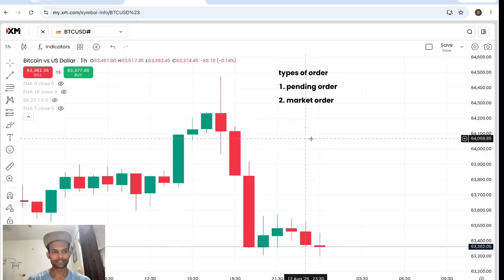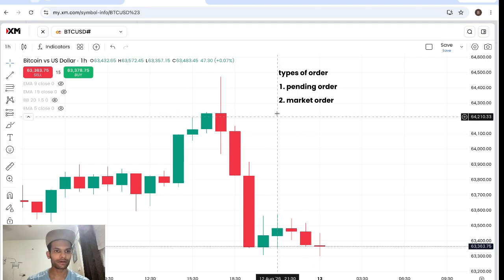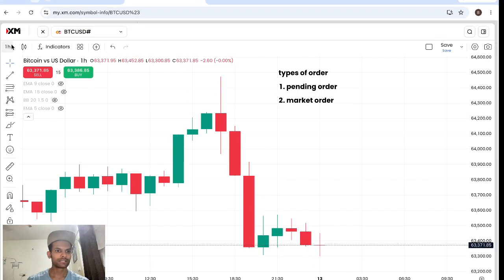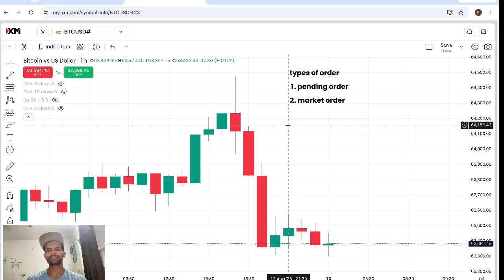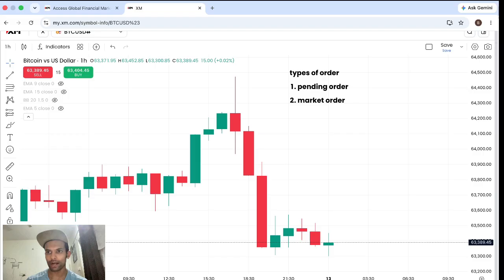So let's imagine, right now, if you can see the screen, it is showing 1 hour. So basically the chart is of 1 hour time frame. Right now I'm recording the video, so the time is 1:24 a.m. It's midnight, 1:24 a.m.